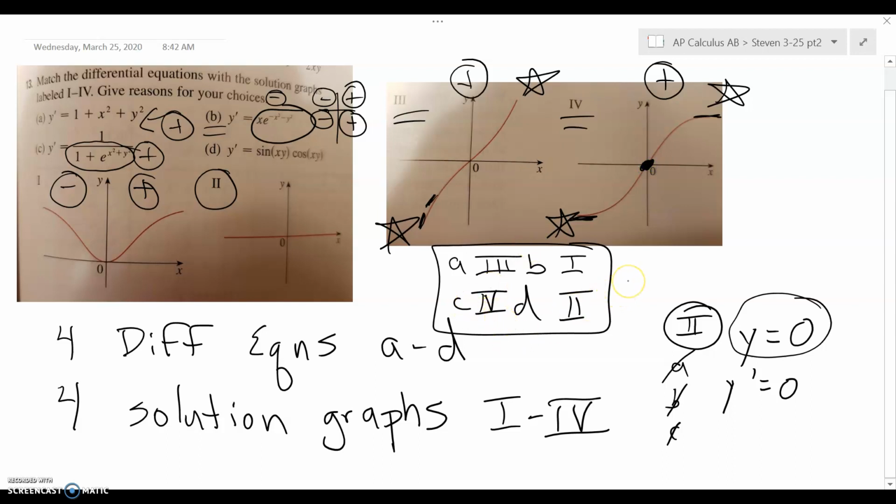So this process of elimination and matching the general structure of the solution graph to what its slopes look like is what they're after on this one.